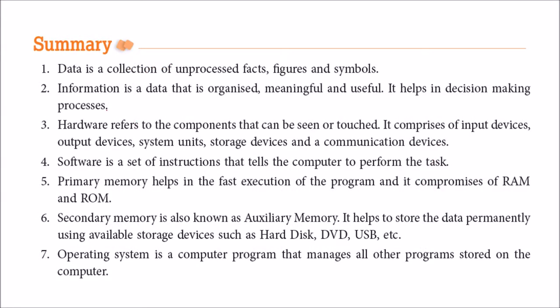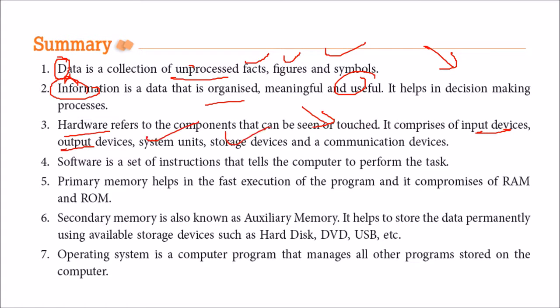So let us summarize what we have learned. Data is the collection of unprocessed facts, figures and symbols. And information is that form of data which is organized, meaningful, and is useful also for our decision making purposes. The hardware refers to the components that can be seen or touched. That means they are tangible. So it consists of input devices, the output devices, the system units, the storage devices, and communication devices. Also, software is a set of instructions that tells the computer to perform certain tasks.